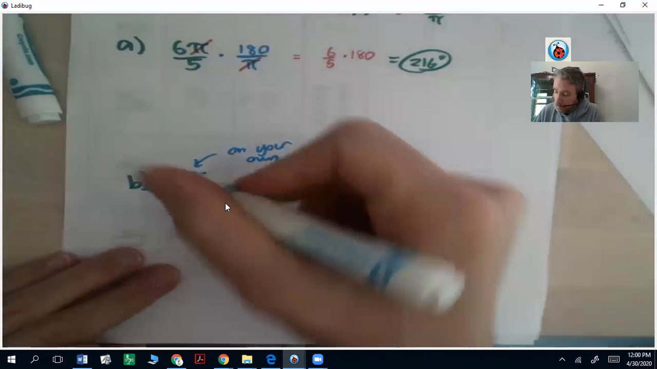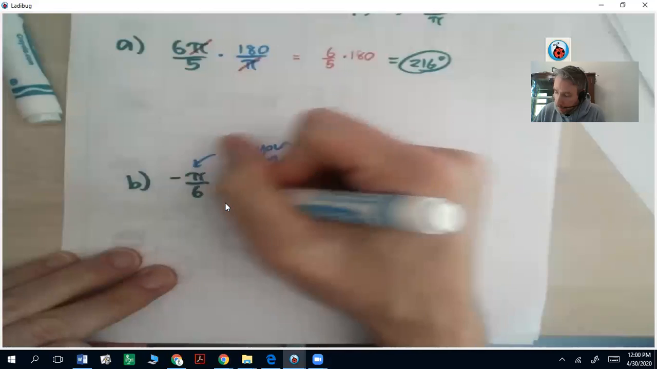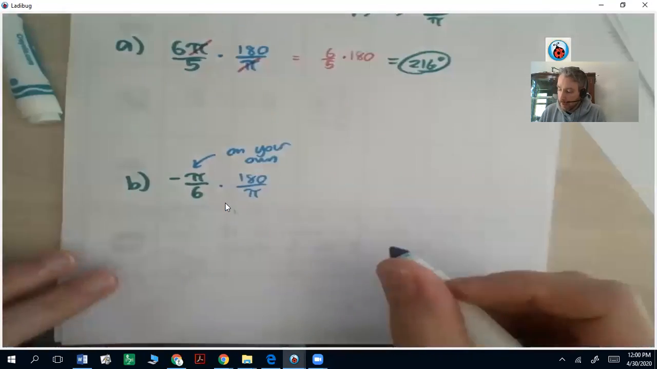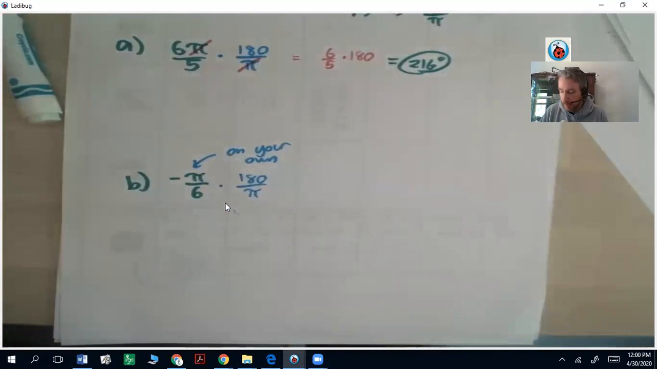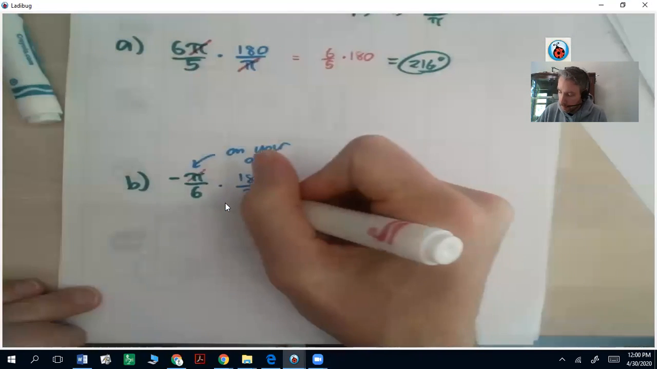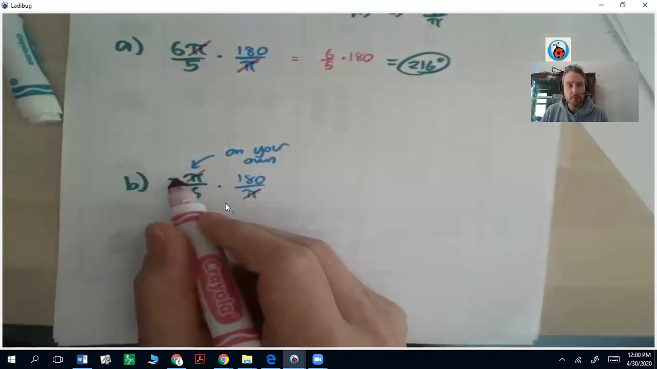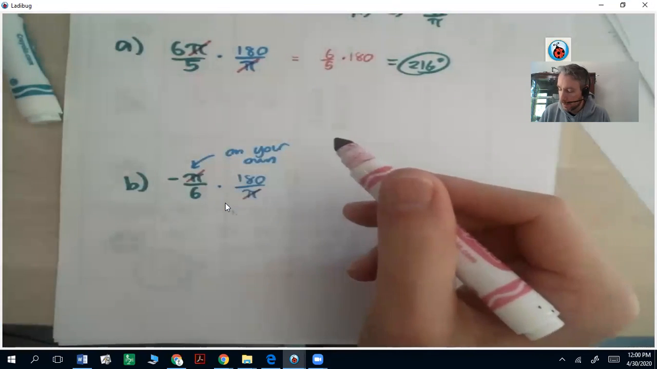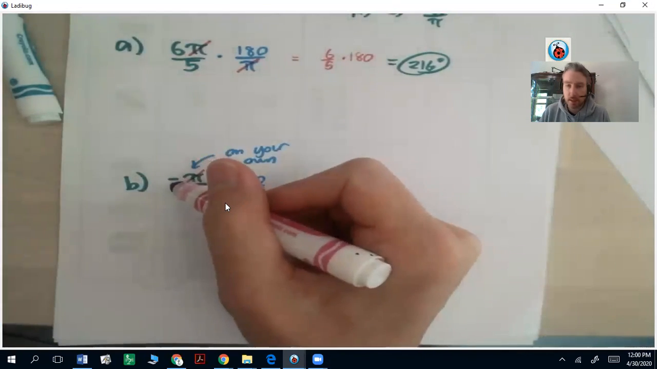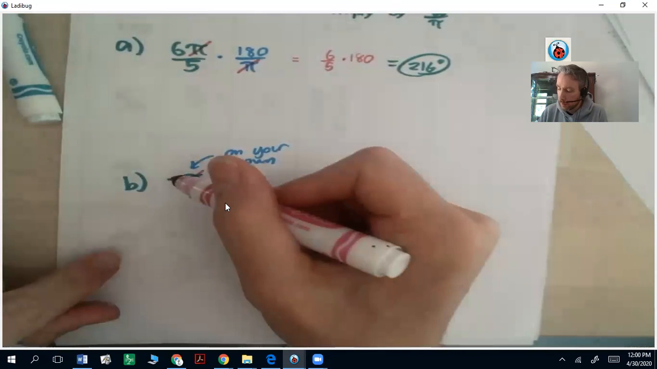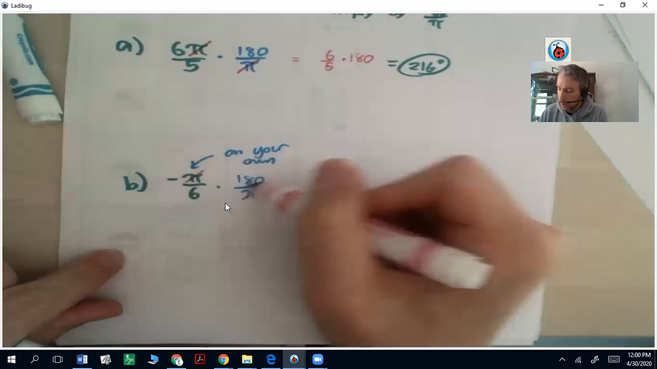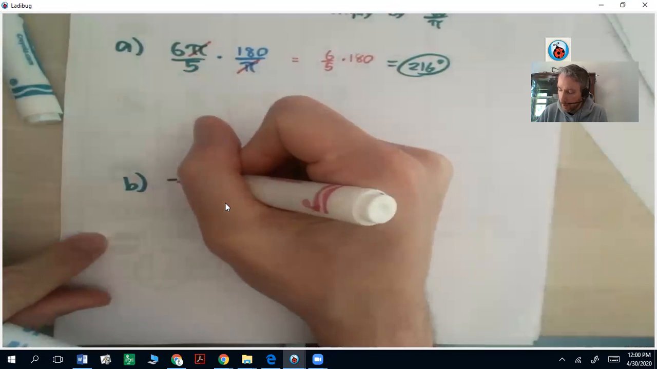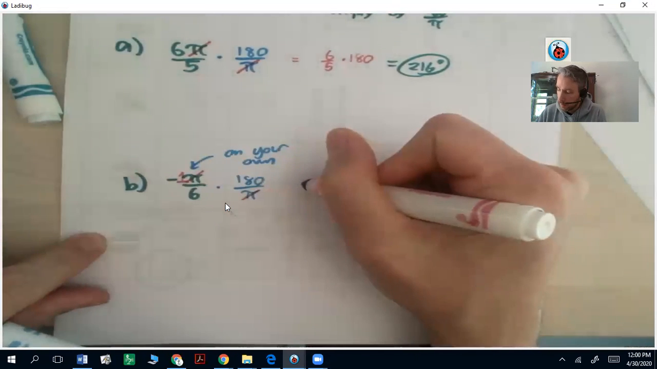Okay, so we want to do the same thing. We want to do negative pi over 6 times 180 over pi. And I'm going to go ahead and cancel those pi's out, make my calculation a little bit easier. You still want to keep the negative. There are negative degrees, which we'll talk about in the next lesson. But if it's negative, keep it negative. If it's positive, keep it positive. So negative, now if I cross the pi off, there's nothing there. You know that's going to be a 1 pi. So negative 1 over 6 times 180.